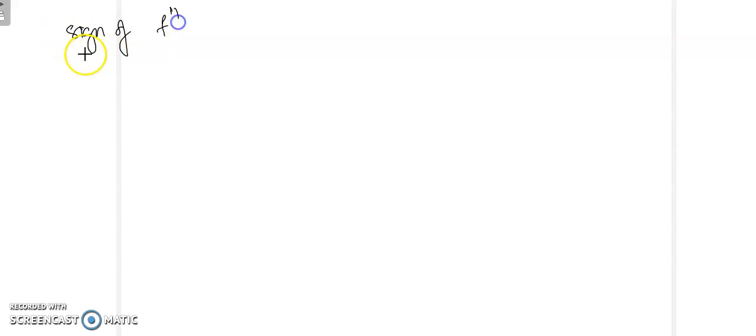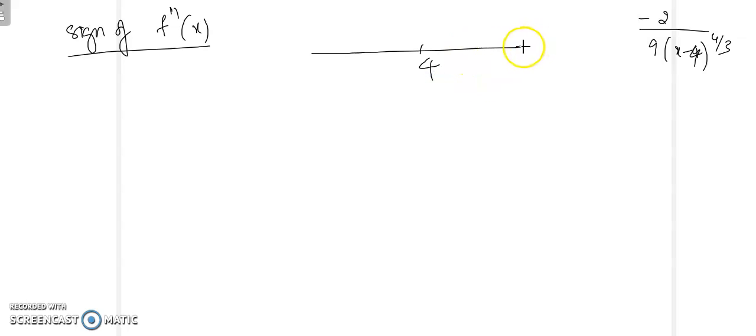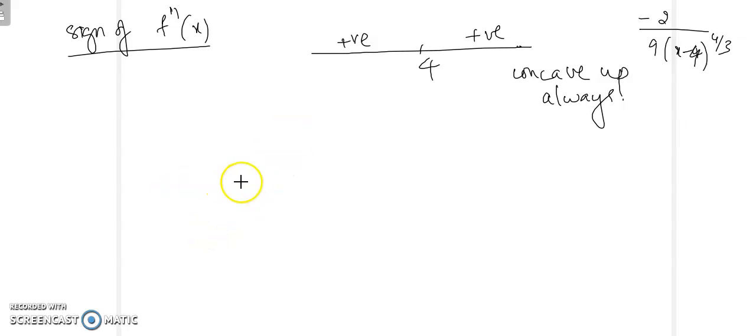So the sign of f double dash of x. f double dash is minus 2 by 9 x minus 4 raised to 4 by 3. x minus 4 raised to 4 by 3 is always positive. Above 4 it is positive, below 4 it is positive. Therefore the graph is always concave up. So that is all the required details. At x equal to 4 the function is not differentiable and there is a vertical tangent line, so there will be a cusp at x equal to 4. The shape of the cusp will be concave up, and it is above the x-axis.